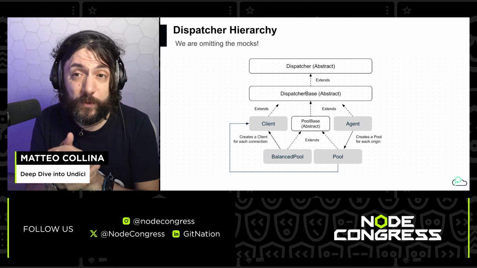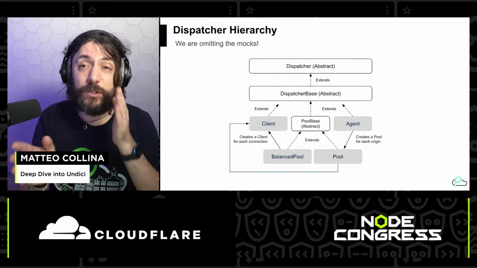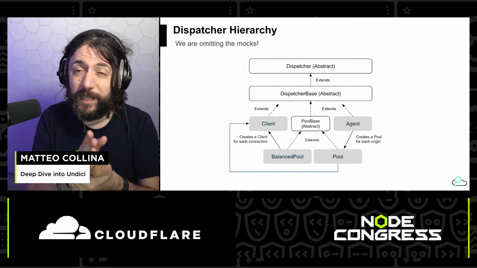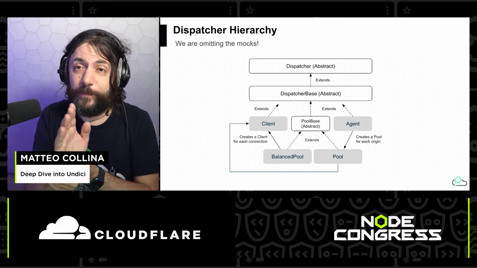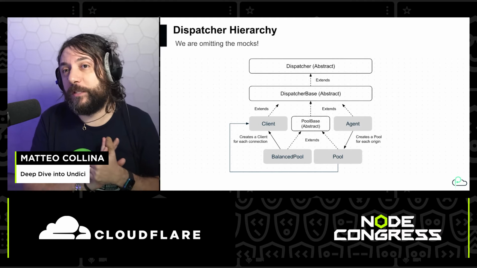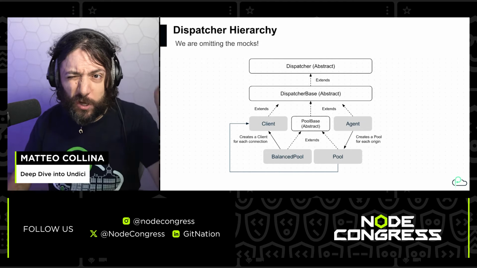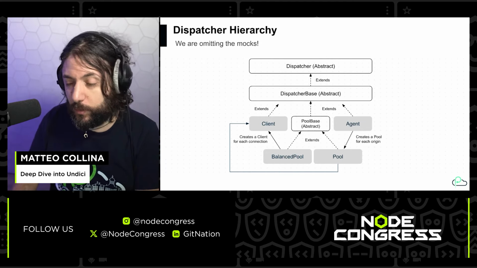The balanced pool is an alternative pool system that uses a recent algorithm published in a recent paper that allows us to choose the socket that will offer the best latency for that specific request. How does it work? It's a complex algorithm, so check it out. It uses a lot of weights and maths to do its job.